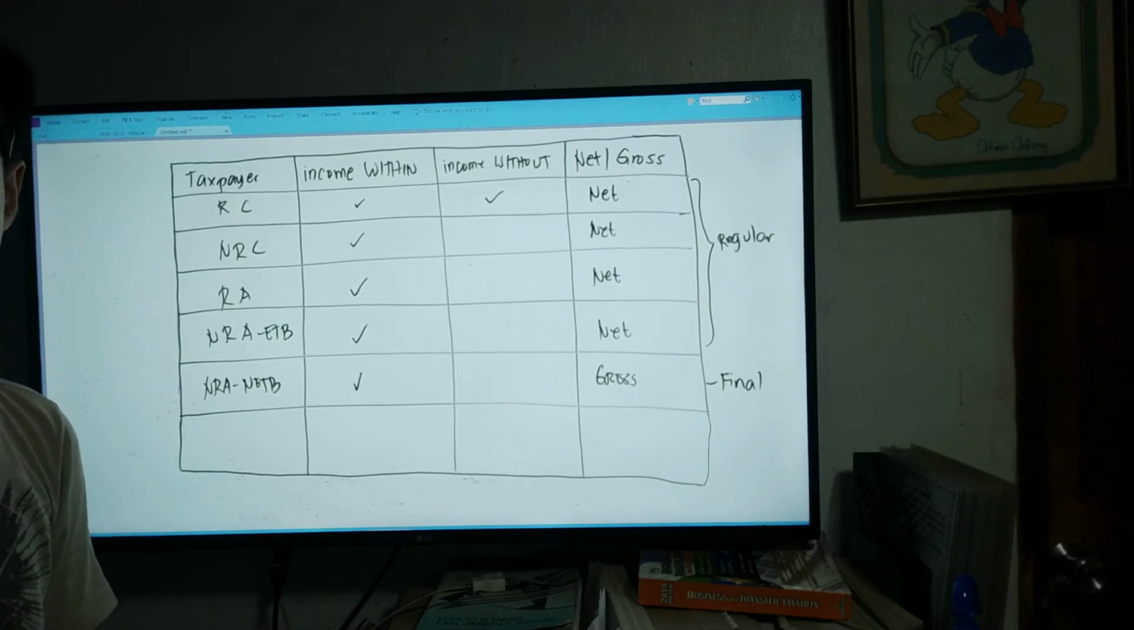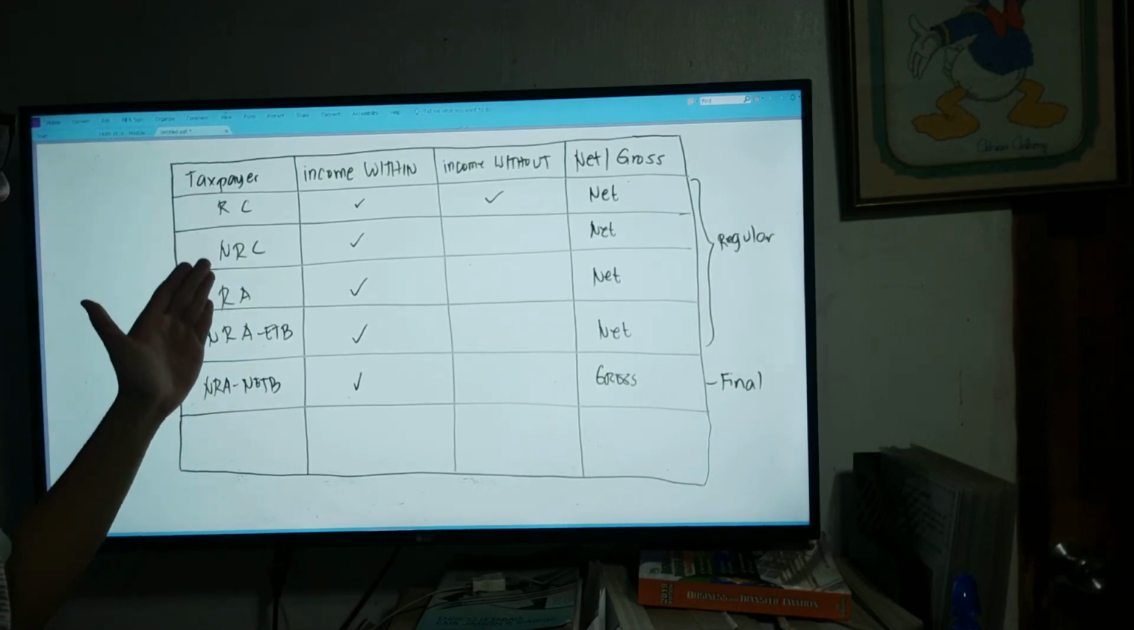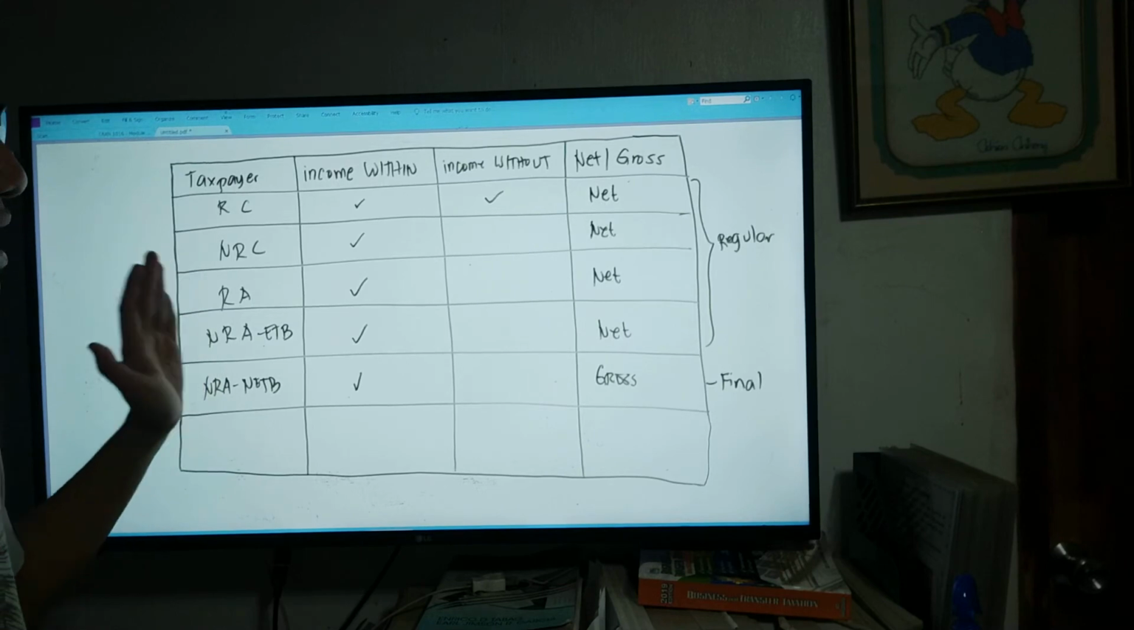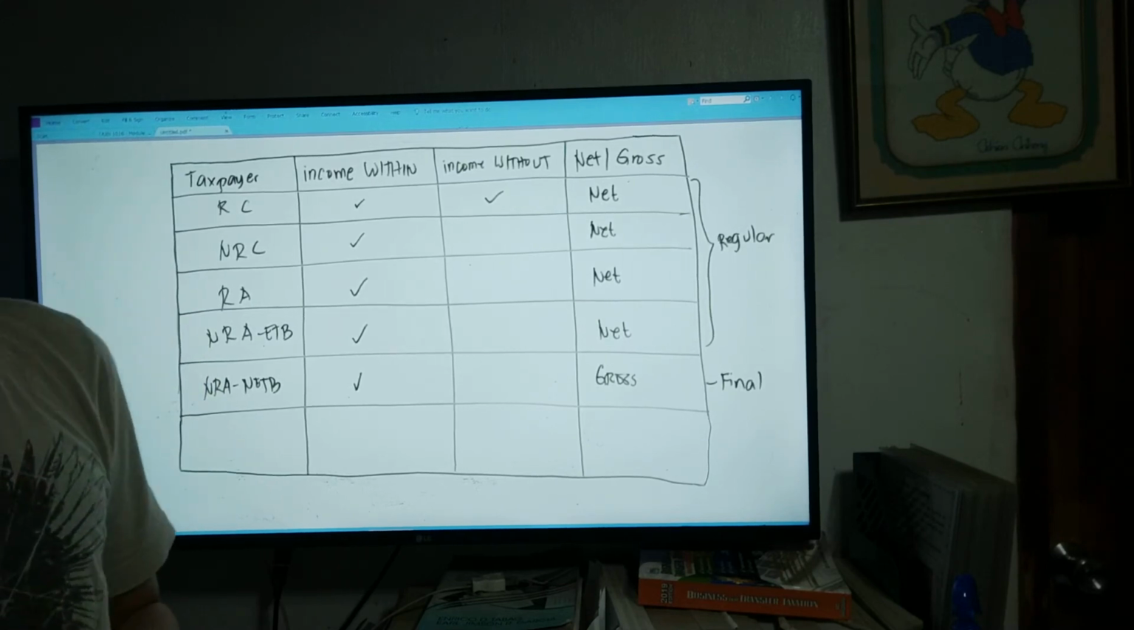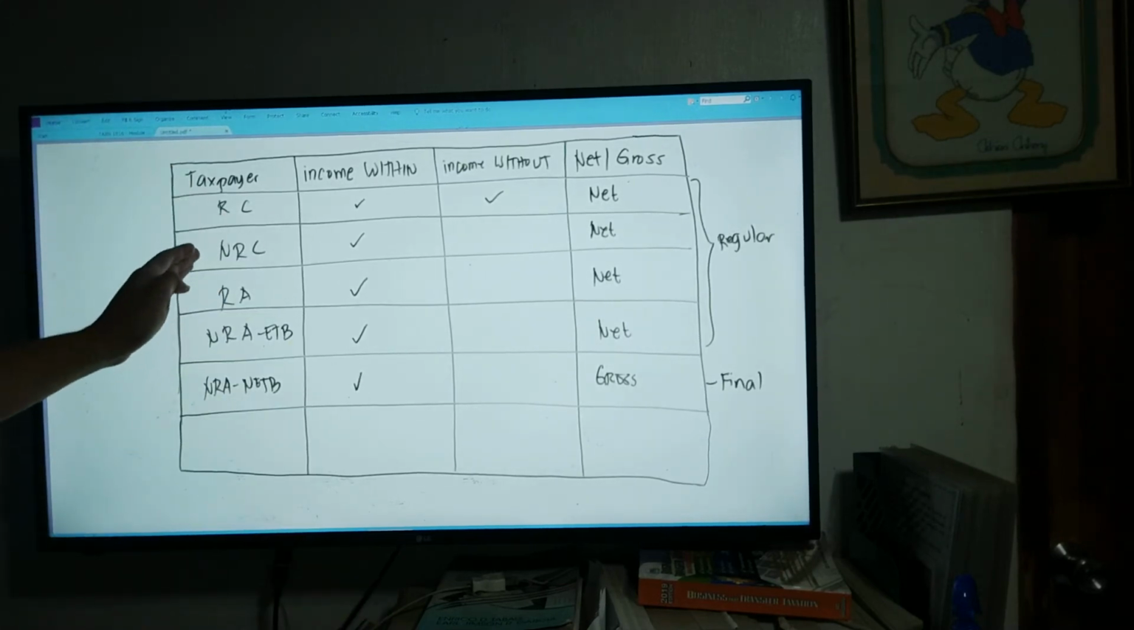Ganun ho ka-crucial. Okay? Kung bakit kailangan nating i-segregate ang mga taxpayers as to their situs. RC, NRC, RA, NRA, and NRA Net B. Ngayon, meron hong karampatang dahilan kung bakit. Pero anyway, I'll just give you the time to pause and make a screenshot of this.